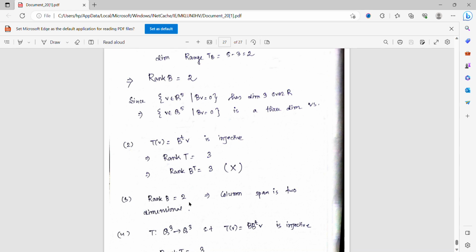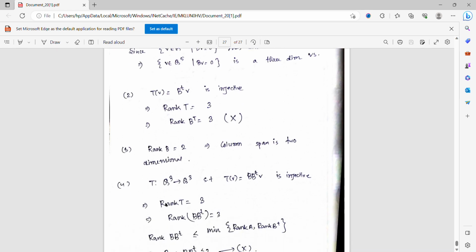Now the rank of B is 2. That means the column span is 2-dimensional. We know that the dimension of the column space is the same as the rank of the matrix, so the column span is 2-dimensional. So this is also a correct option.